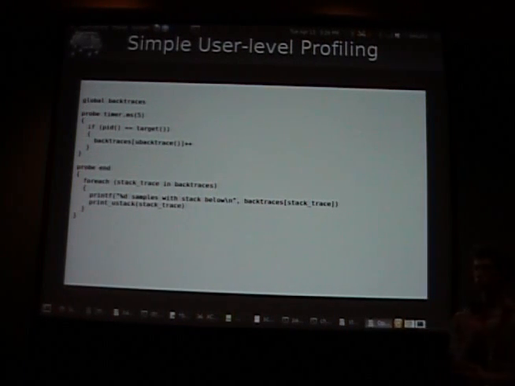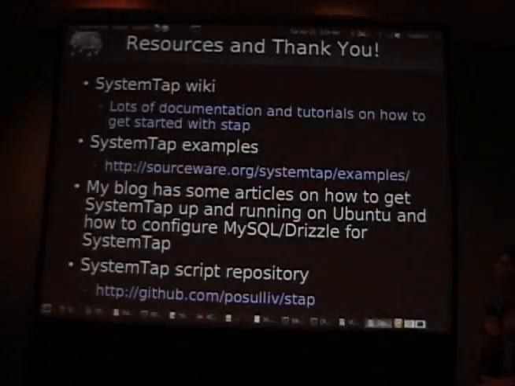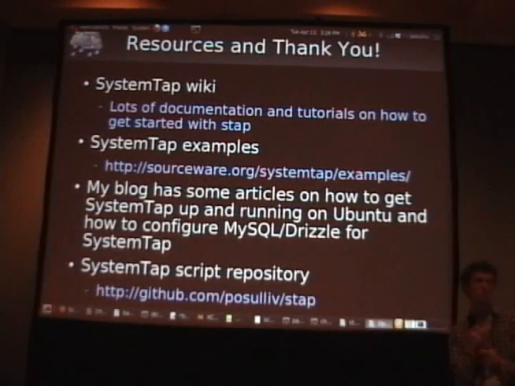I like it because it's pretty simple to use, and it's not as heavy a way as using GDB to do backtraces. Like I was saying, there are a lot of examples on the SystemTap wiki, and when you get SystemTap, it comes with a bunch of examples, with user-level and system-level scripts. I wrote some articles on how to get Ubuntu and Debian to work with SystemTap and MySQL and Drizzle. And this is the link to where all the scripts I went over today are. I'll be putting a lot more up there too, related to Drizzle probably.